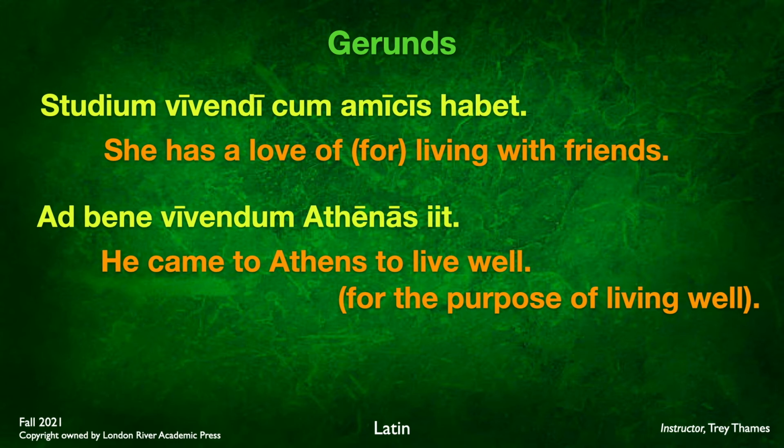And here we've got ad bene vivendum Athenas it. He came Athenas, to Athens, ad bene vivendum. Now remember, ad with the accusative shows purpose. So he came to Athens to live well, bene, to live well, or for the purpose of living well. That would be another way you could say that. So these are all examples of gerunds being used in place.